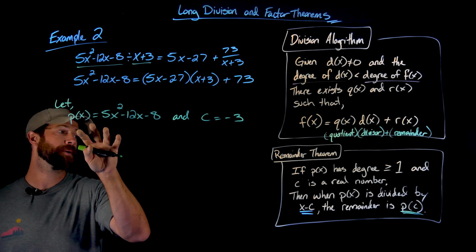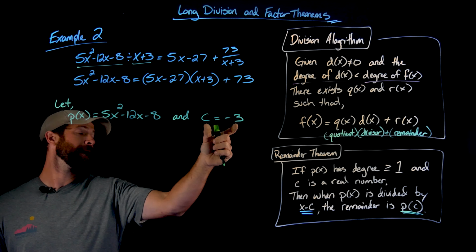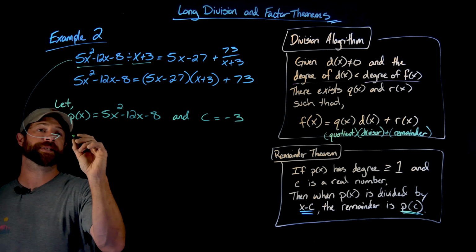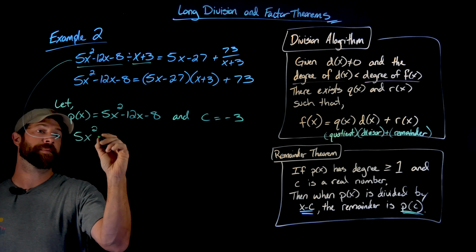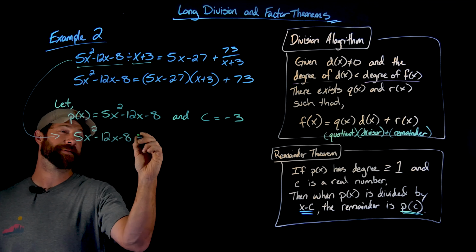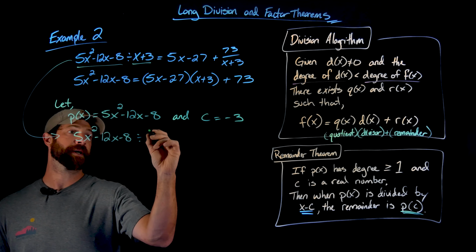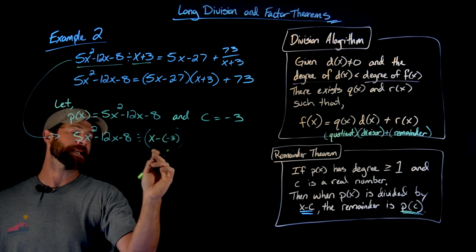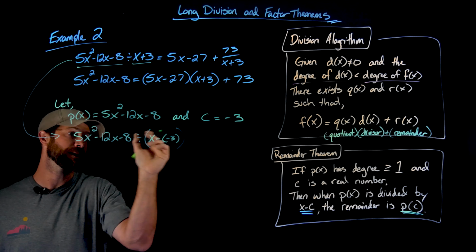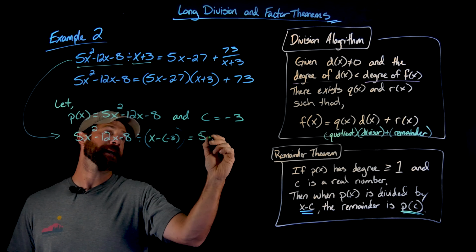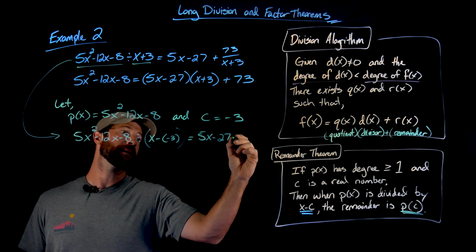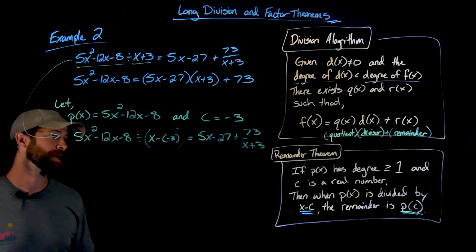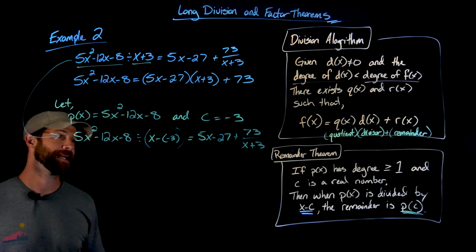So we have our setup with our polynomial of degree 1 or larger, and we have this c value right here. Now I'm going to borrow this statement right here. So we have the statement that 5x squared minus 12x minus 8 divided by, and now just to make it really clear, I'm going to rewrite x plus 3 as x minus negative 3. Again, because this is this divided by x minus c. We know that that was 5x minus 27, and then we had this remainder of 73, and we divide it by our divisor. The important statement is this right here.